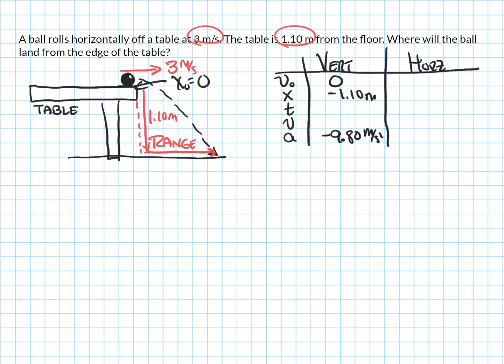Let's see, if I look at this, the range is one of the variables that I have, so that's going to be my x, but I don't have it. That's actually what I'm looking for, so I'll put a little question mark there. And horizontally, I know the initial velocity is 3 meters per second, so I'll write 3 meters per second. Horizontally, the velocity is also 3 meters per second, but we're not going to use it.